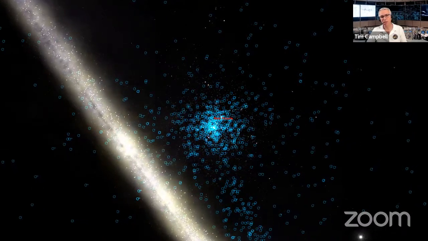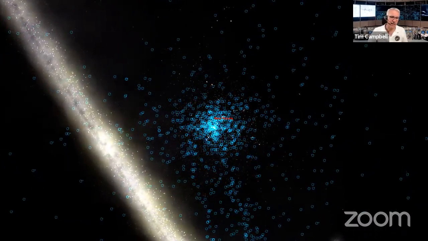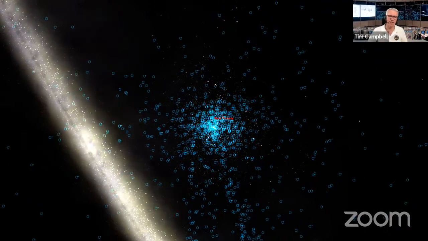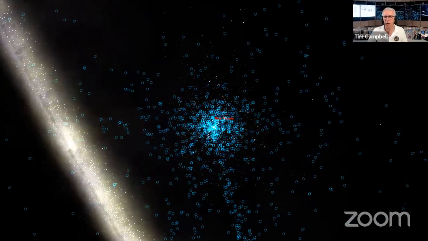By the way, Kepler is no more. It's been replaced by a new satellite called TESS. So TESS is the new one continuing on the work.